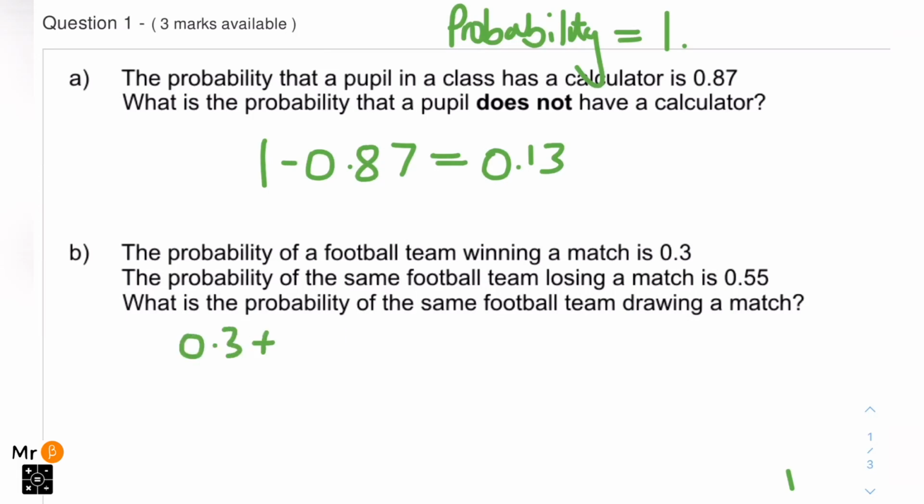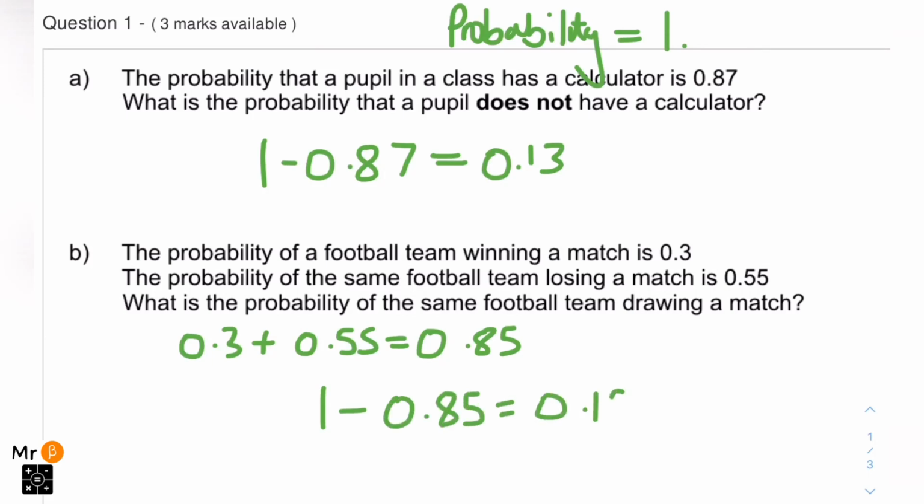Part B, it tells you the probability of winning a match is 0.3. If we add that to the probability of them losing, we have a total of 0.85. If we do 1, subtract that probability, we'll be left with the probability that they draw the game.